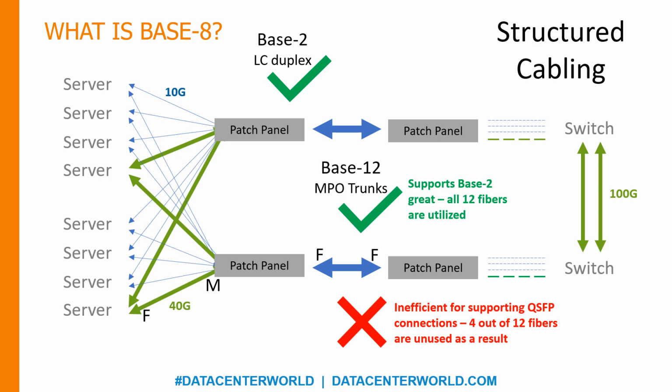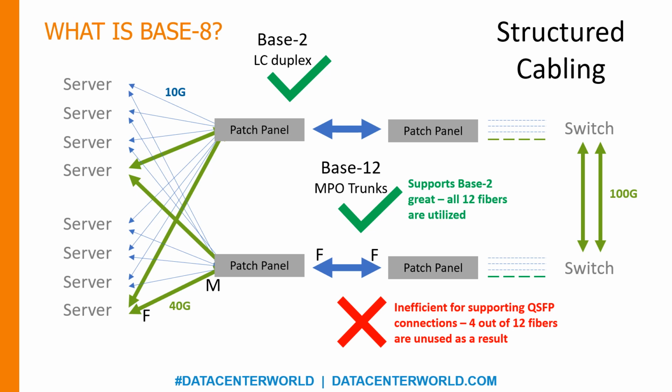Now, when we're doing structured cabling, which is what's done in most large data centers, we've got patch panels that are geographically dispersed in the computer room that are interconnected with base 12 MPO trunks. And it does a great job of supporting base 2 connections. That's where we're using a lot of those LC duplex or 2-fiber connections out to the 10 gig servers and switch ports. Now, the problems start to arise when we want to then run QSFP type fiber connections across that same base 12 fiber backbone.